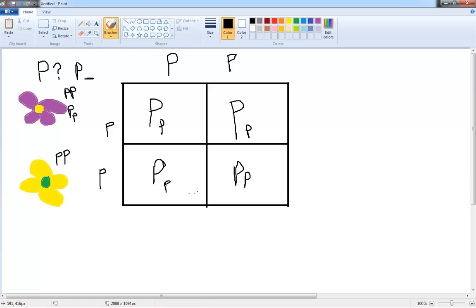So if I ask the question, what is the genotype if all of the flowers of this cross are purple, you would know it's big P, big P. 100% purple.